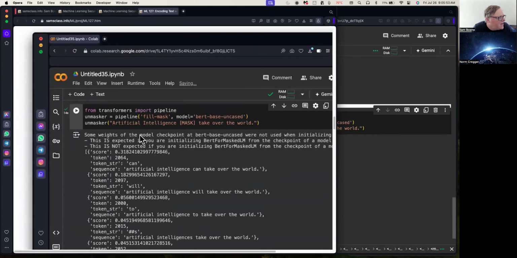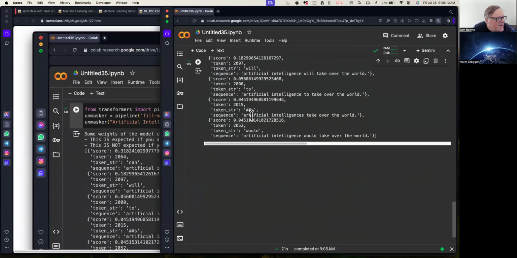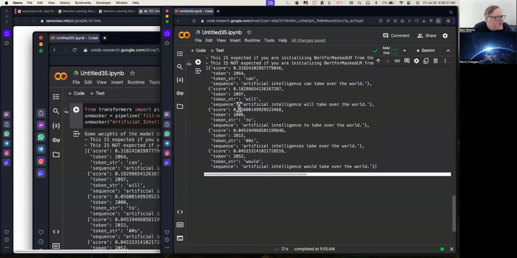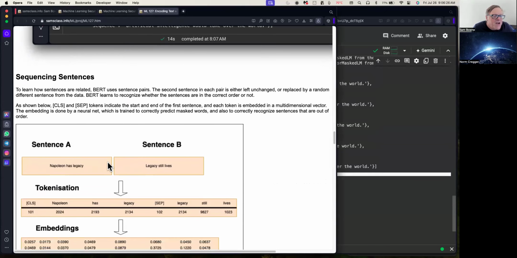What it's going to show you is the probability. Oh, here it comes. The most likely, 31% probability, is that the word would be "can," and that will turn it into "artificial intelligence can take over the world." And for 18%, it's "will," and for 5%, it's "to," and so on. And here you have this fragment "s." So it's "artificial intelligences take over the world." And you see all of these make sentences that are reasonable English, and it has predicted various possible words to fill in and the likelihood of them. So that's how it learns how to make sentences that look good. So the words make sense compared to the words around them.